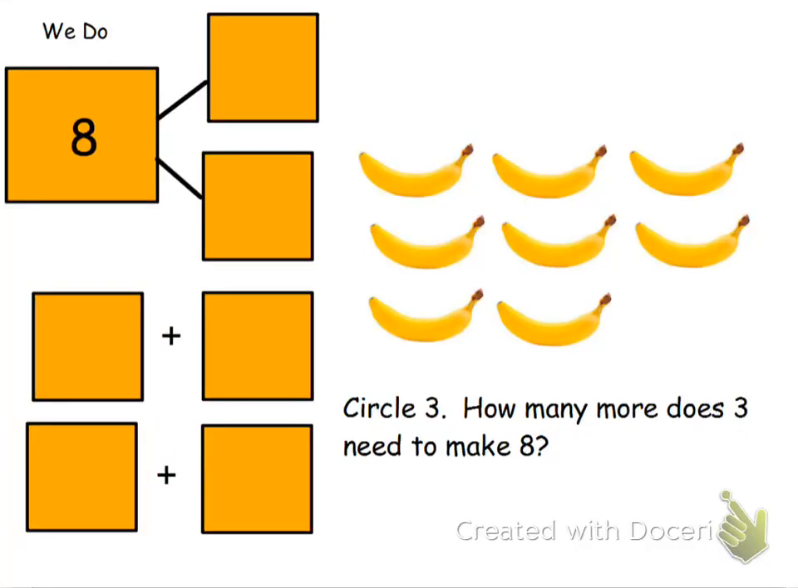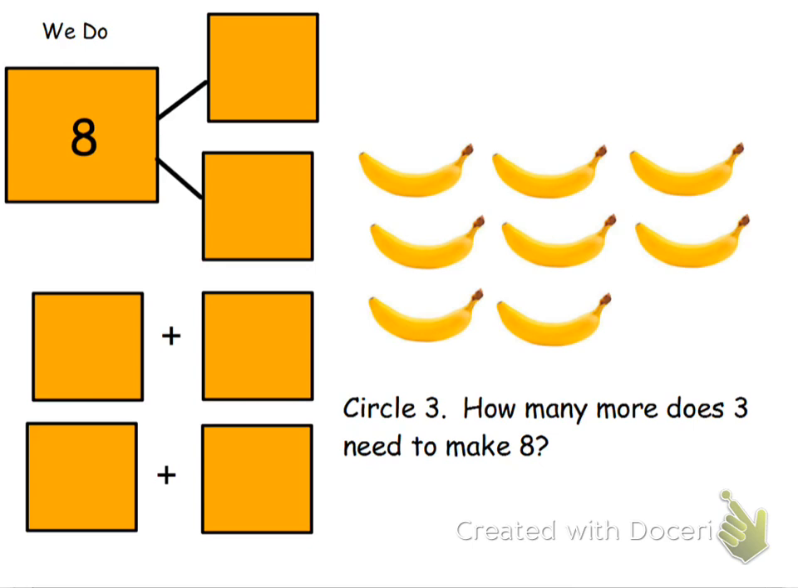Today we're going to be talking about Module 1, Lesson 6. In this lesson, we're talking about being able to describe different ways to make 8 with a number bond using a picture. So looking at this, it says that we have to circle 3. We have to say how many more does 3 need to make 8.